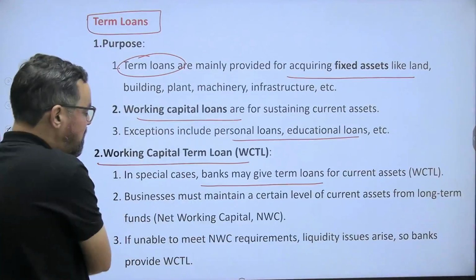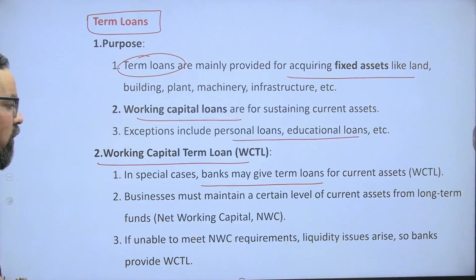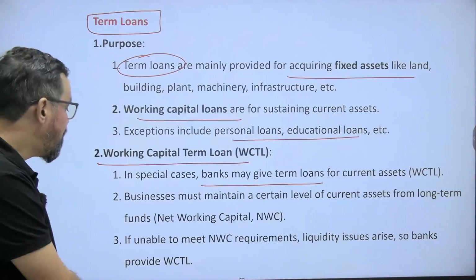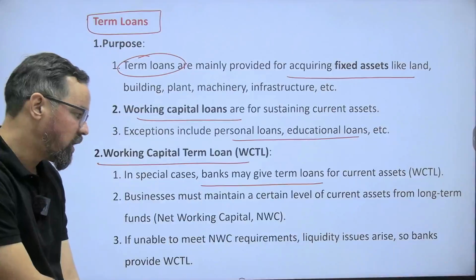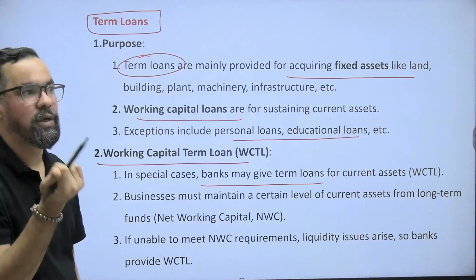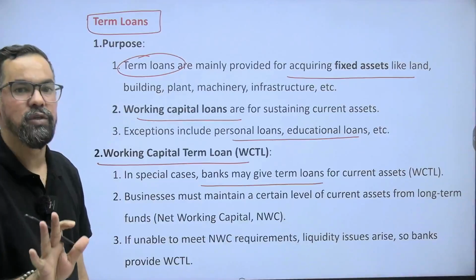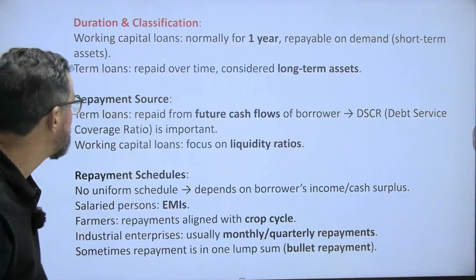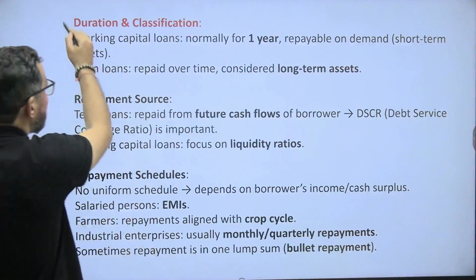period. Okay? Business must maintain a certain level of current assets for the long term funds, net working capital. If unable to meet net working capital requirements, liquidity issues arise and as per the Tandon committee it should be around 25%. So minimum 25% contribution should be from the organization itself. Duration in classification.